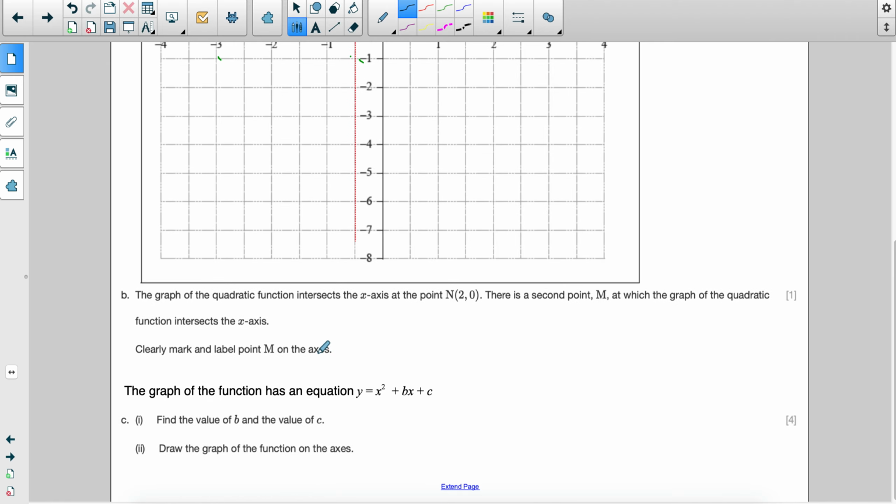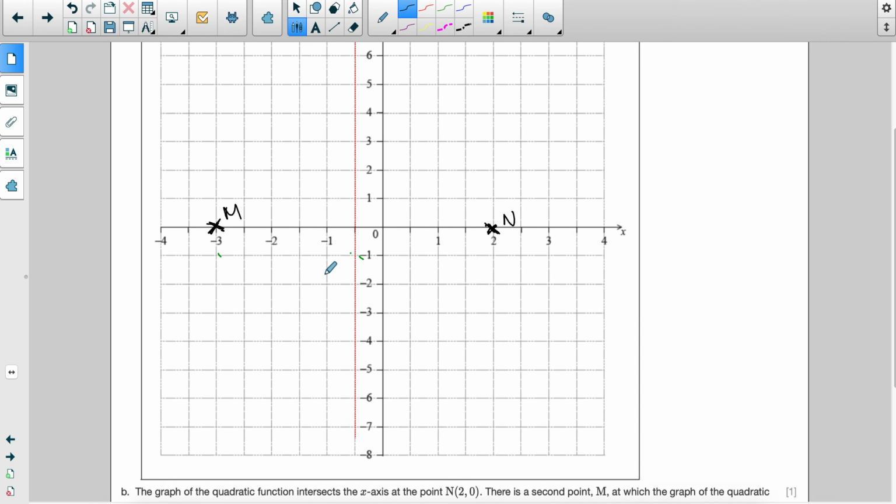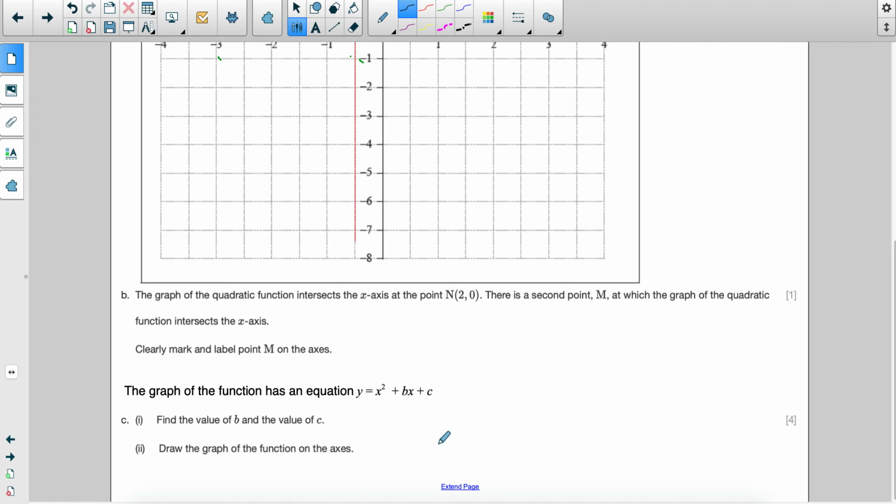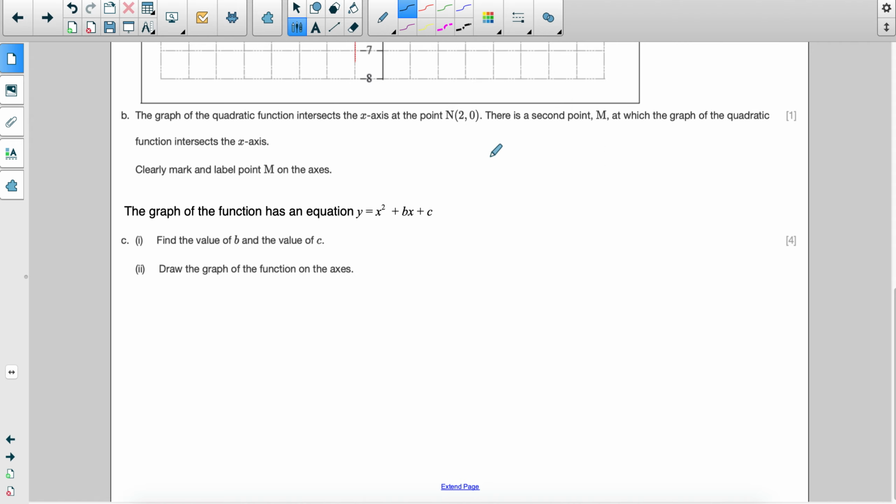So this is m. Now the graph of the function has the equation y equals x squared plus bx plus c. So they're telling us the coefficient of x squared is actually 1. Find the value of b and the value of c. Draw the graph of the function on the axes. We actually don't need part I to do part II, so I'm just going to do part II for now, just to be quick. What you will need though is the vertex, so you could actually do it from there, but let's do it in order.